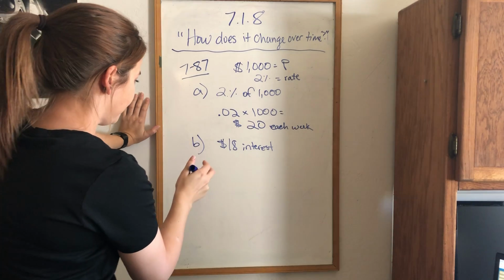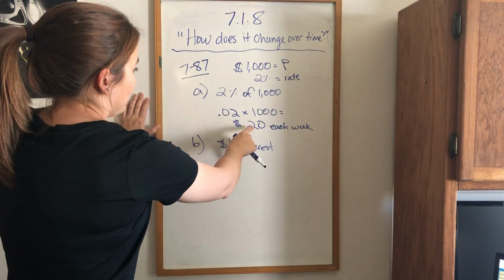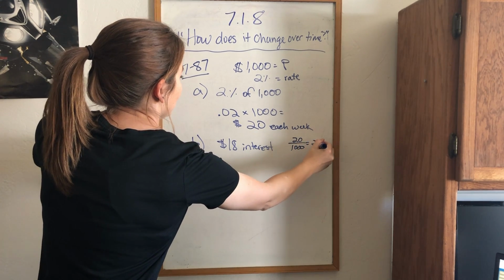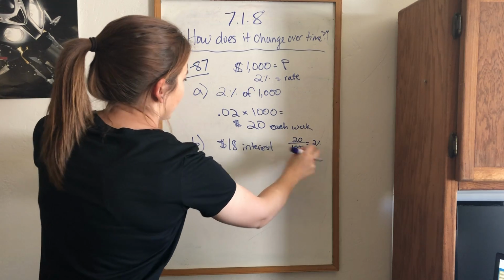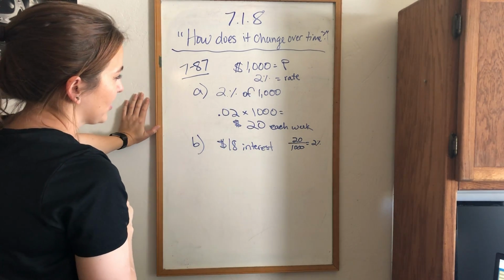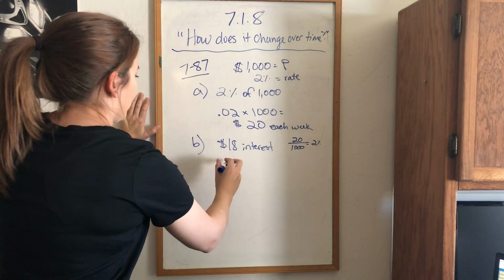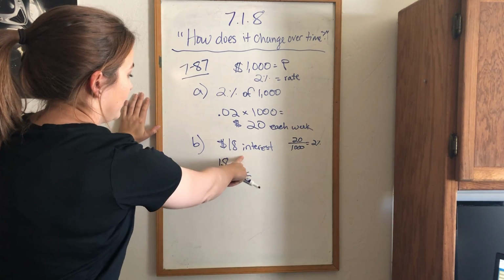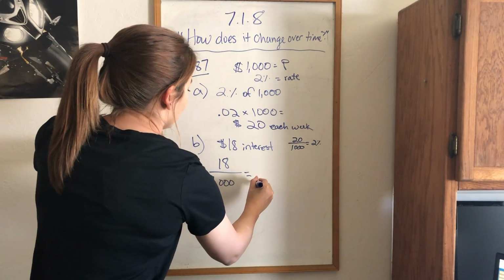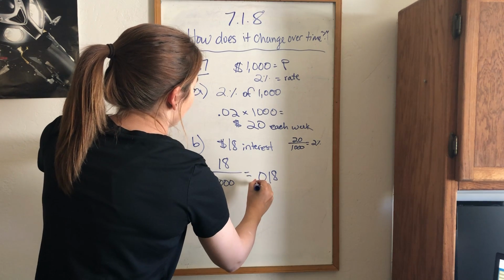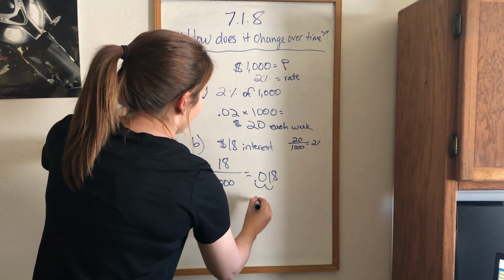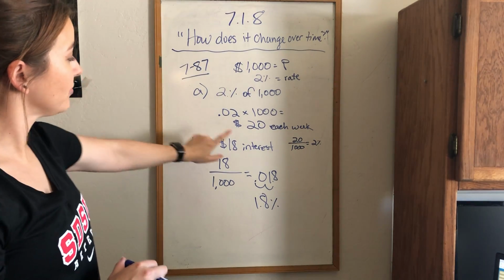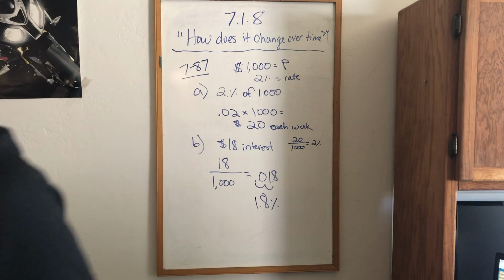So this is how I thought of it. Well, if you put 20 over 1,000, you get the 2% interest, or you'll get the 0.02 on your calculator. But if you do 18 over 1,000, you're going to get the interest rate that they're talking about here, which comes out to 0.018, but then you move the decimal over twice to make it a percent. So it would be 1.8% interest if they wanted to earn $18 of interest each week.